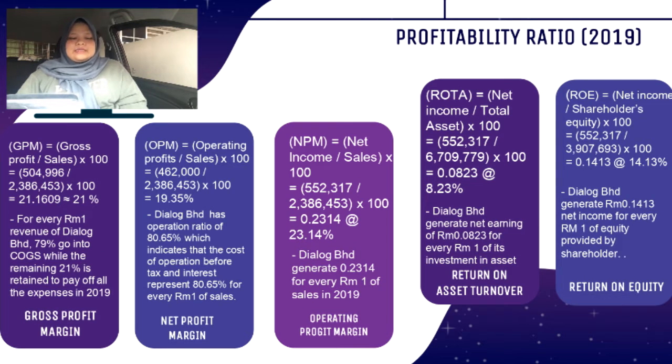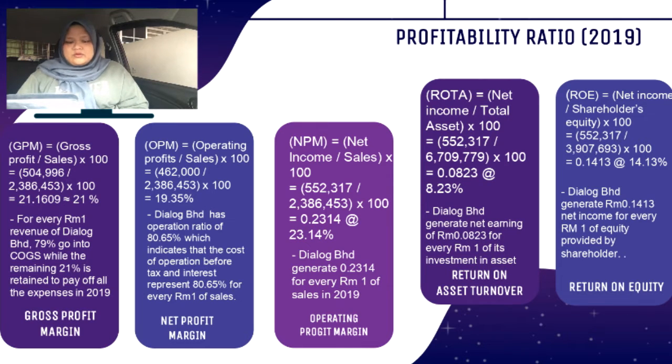And the last ratio is profitability ratio, where there are 5 elements under this ratio, and the first one is gross profit margin. For every RM1 of revenue of Dialog Group Berhad in 2019, 79% will go into the cost of goods sold, while the remaining 21% is retained to pay off the expenses and also for the profit. Second is operating profit margin, where Dialog Group Berhad has an operating ratio of 80.65%, which indicates that the cost of operation before tax and interest represents 80.65% for every 1 ringgit of sales.